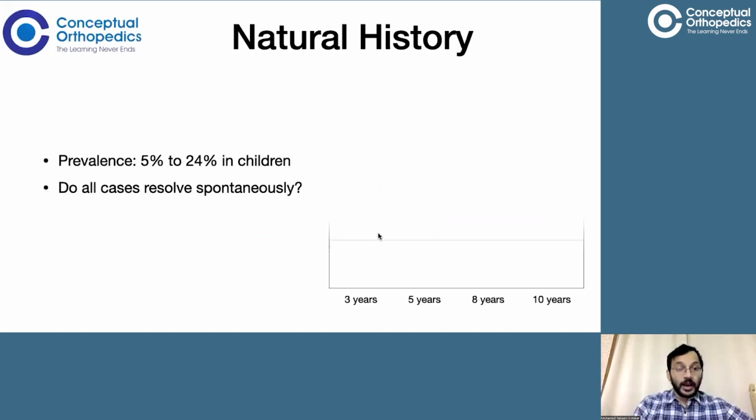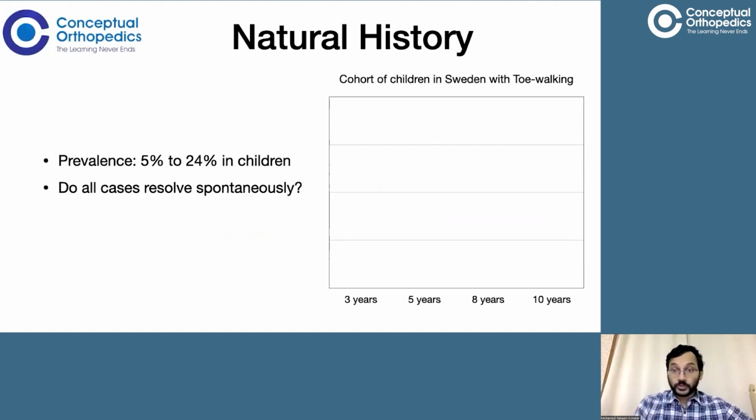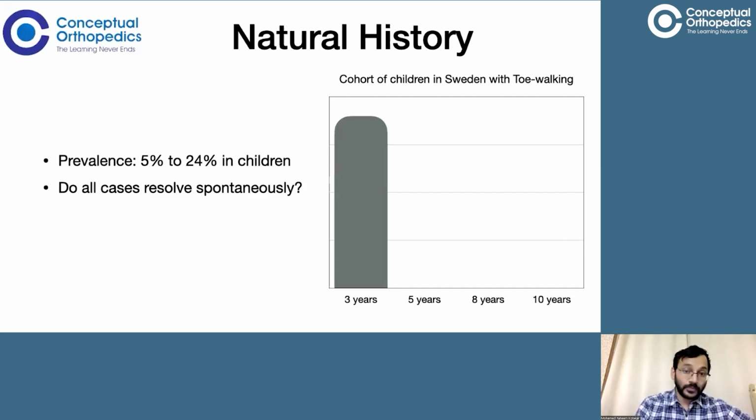Out of which, do we know how many cases resolve spontaneously? The only study which has been done on a large cohort, which was done in Sweden, found that out of 1,500 odd children who were in the cohort, only about 75 children had toe walking or had ever complained of toe walking. Okay, this is at 3 years of age. When the same cohort was followed till 5 years of age, that reduced to less than 40%.